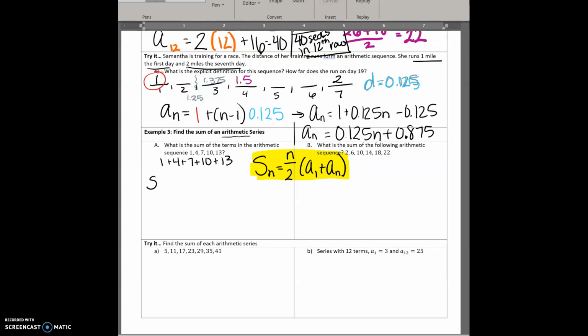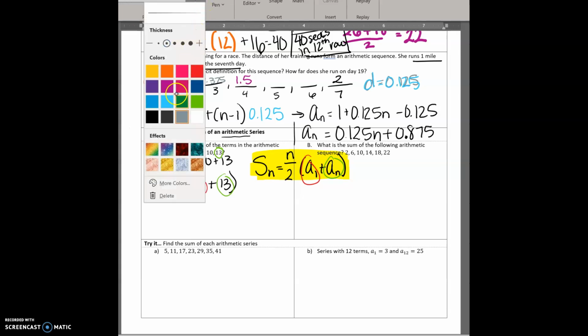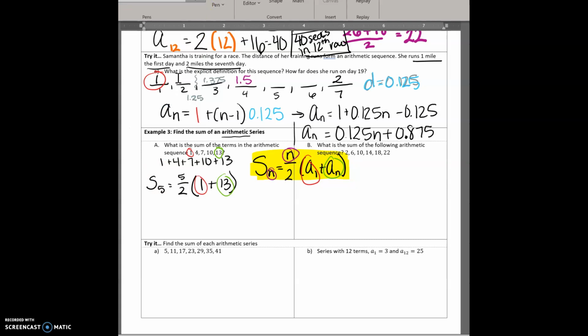So the sum of, we have 1, 2, 3, 4, 5 terms. So the sum of all 5 terms would be 5 divided by 2. And then our first term, 1, and our last term, 13. So again, the 13 came from the last term, and then the 1 is the first term, and then we have the n, which is the number of terms. And then doing this, we would have 5/2 times 14. And so the sum of all 5 terms is 35.